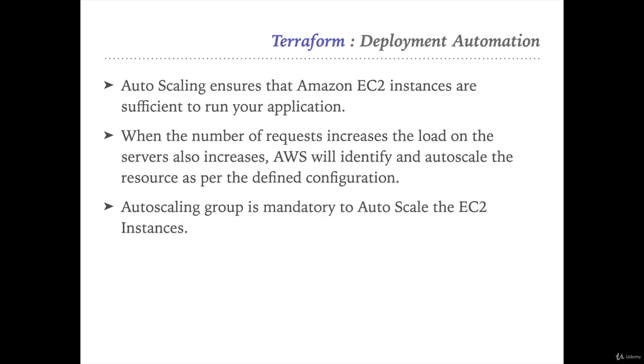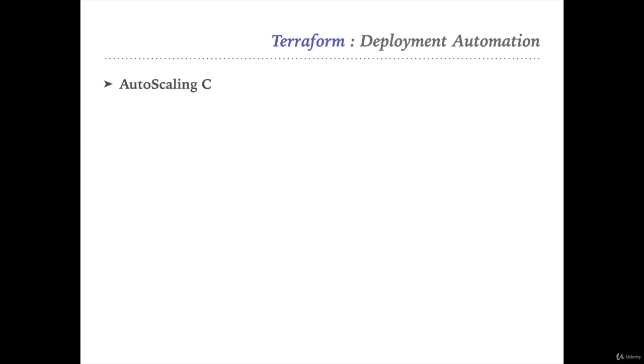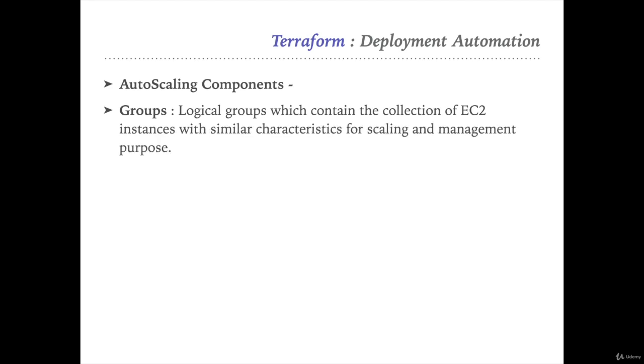An auto scaling group is mandatory to auto scale the EC2 instances. So whenever we want to make the EC2 instance auto scalable, we need to define the auto scaling group in AWS. Let's discuss the components of auto scaling, and the first one is the group, right? The auto scaling group is a logical group which contains a collection of EC2 instances with similar characteristics for scaling and management purposes.